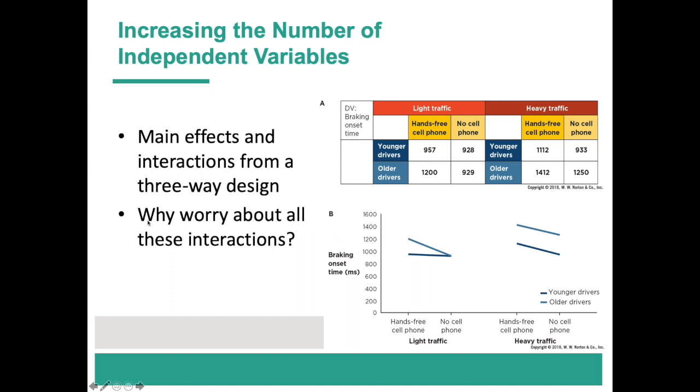So the question is, why worry about all these interactions? So in this case, you actually see a difference depending on the type of traffic they're in. If they're in heavy traffic, this is the pattern where there's no interaction. So no cell phone impacts younger drivers and older drivers the same way. This one though, no cell phone actually helps older drivers have the same reaction time as the young.